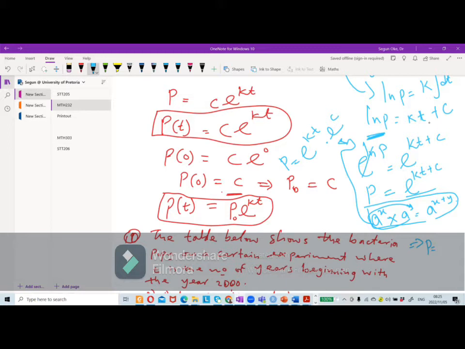And don't forget, exponential of a constant is still a constant. That is why you see us say P equals C exponential kt. That's all. So if you can get the principle behind it, there's no question you will not be able to solve.